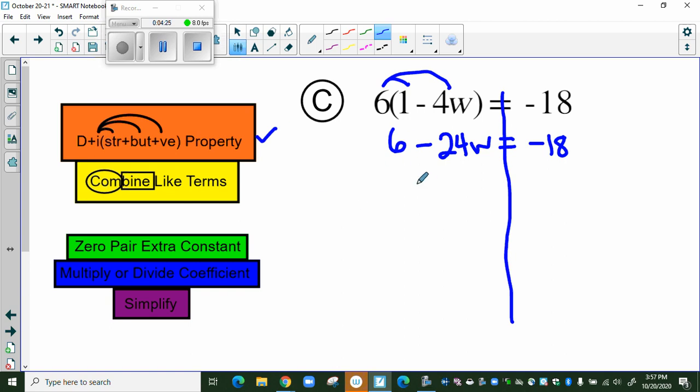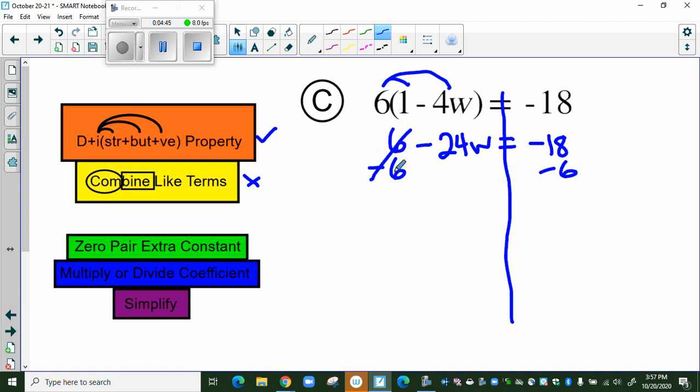We do not have like terms. I have a constant right here and a variable right here, so no like terms. But I'm going to zero pair this constant. Now, this is a positive 6. Remember that this negative belongs to the 24. There's nothing in front of the 6 which makes it positive. So to zero pair it, I need to subtract it.